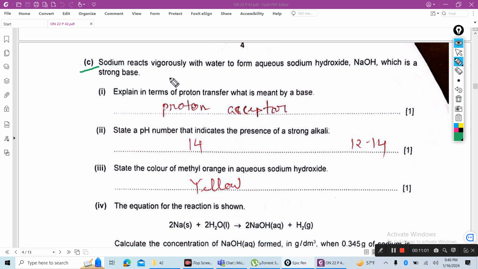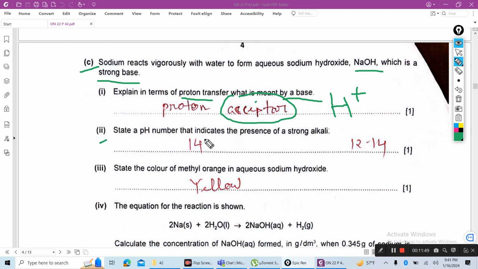Number C, sodium reacts vigorously with water to form aqueous sodium hydroxide, which is a strong base. Explain in terms of proton transfer what is meant by a base. Proton means hydrogen ion. Base, proton acceptor, and acid, proton donor. I mean, acid gives proton, base takes proton, accept proton.